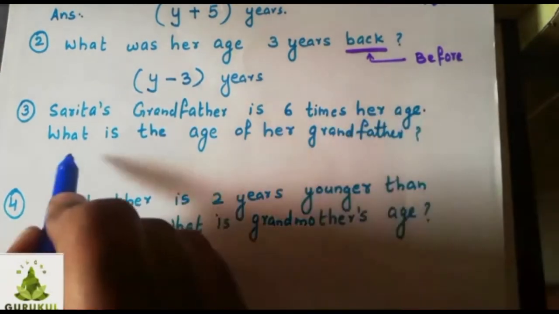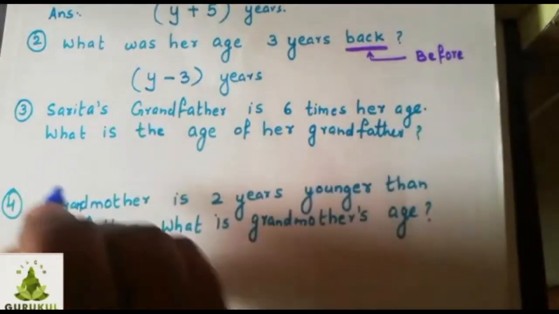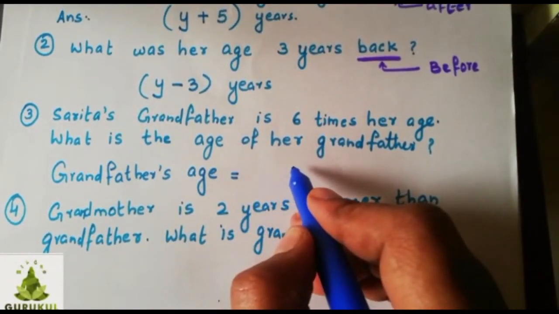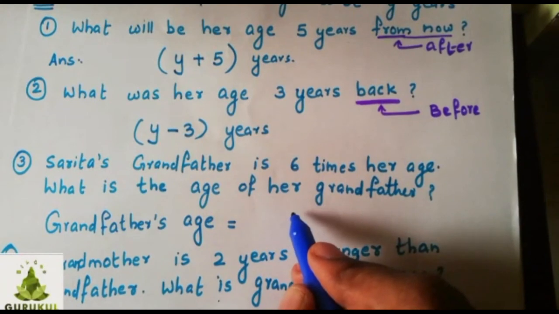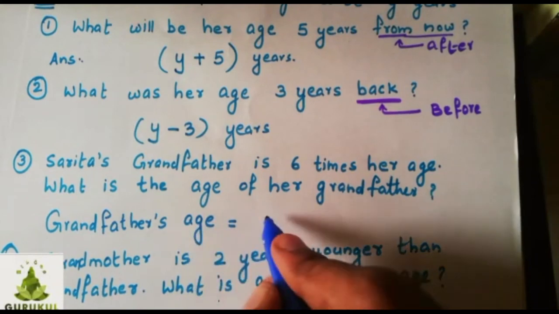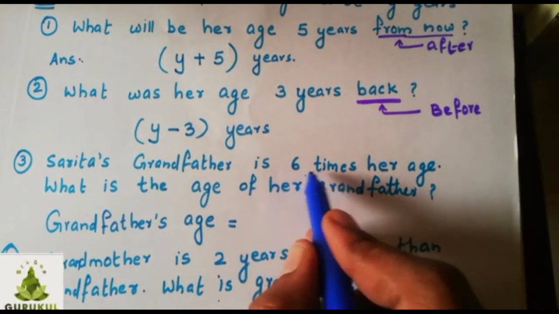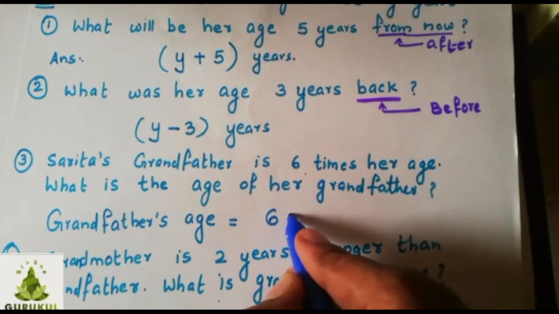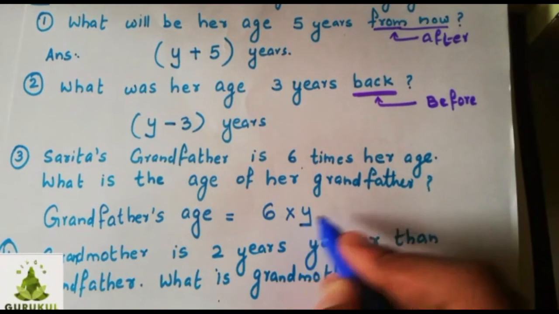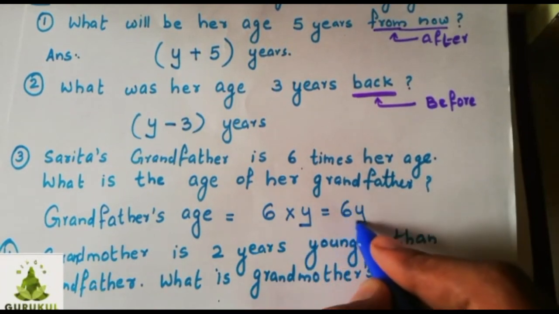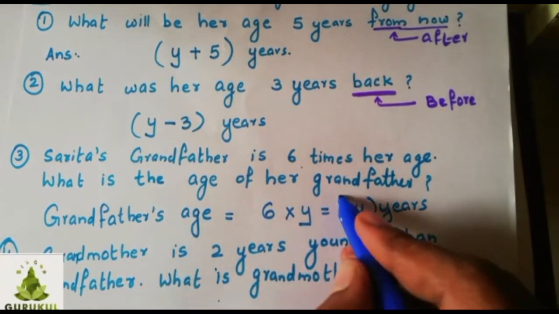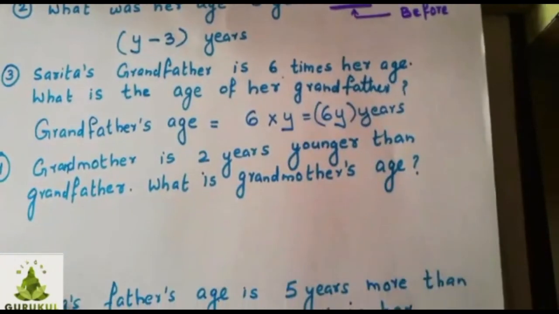Now, Sarita's grandfather is 6 times her age. What is the age of her grandfather? Grandfather's age we have to find out. Sarita is y years, given. At present, she is y years. So, Sarita's grandfather's age is equal to 6 times her age. What is her age at present? y. So, 6 into y, that is 6y years. So, her grandfather's age is 6y years. Is this clear to you? You can copy this down.